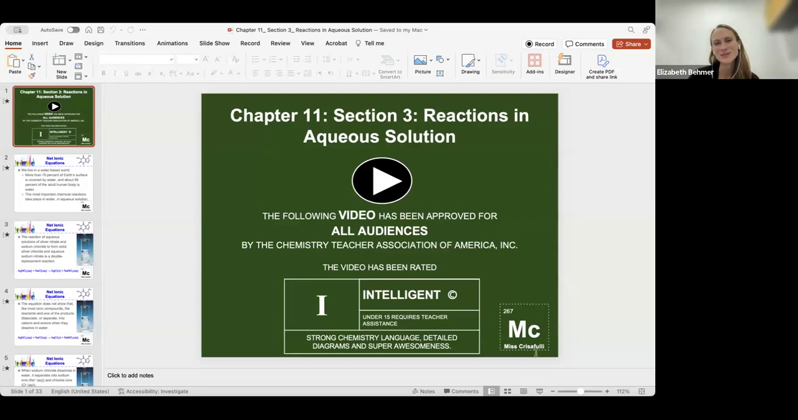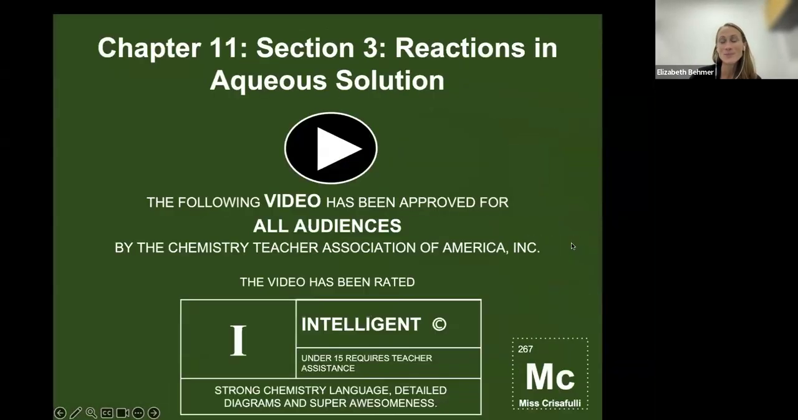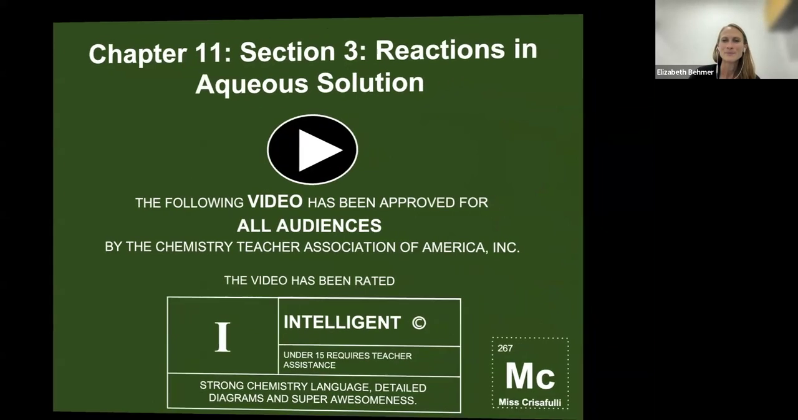After this section, you guys will take the Chapter 11 test, which will be a written test that you can fill out and submit. I'll go ahead and jump right into Chapter 11, Section 3, Reactions in an Aqueous Solution. And just a reminder that we just have one more chapter to get through before the semester is over, and that will be Chapter 12.